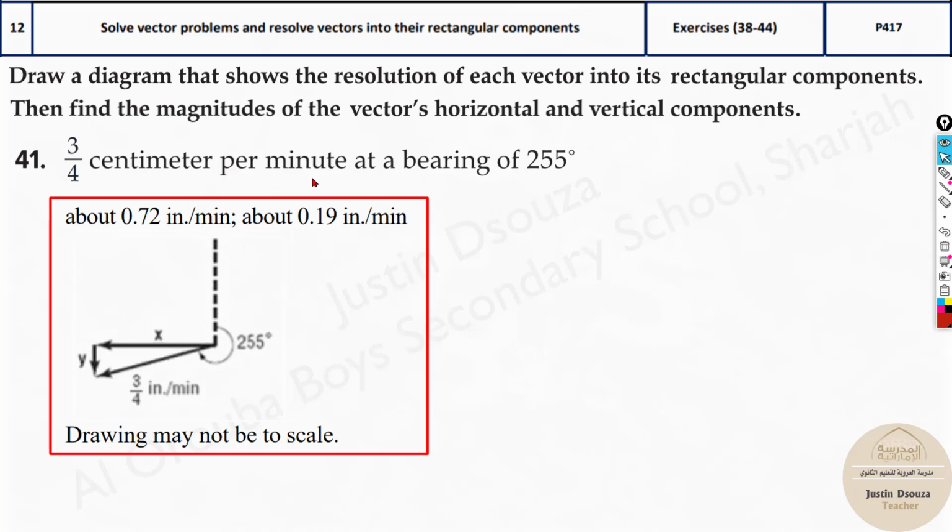Now here we have a bearing of 255 degrees. They did not mention north, south, anything. If it's just bearing, if this word is mentioned, you always start from the north. So north over here, let's start 255 degrees. It will be this much, 180. If you touch this axis, it will be 270. So somewhere over here, and then draw the line. That is how we do it.